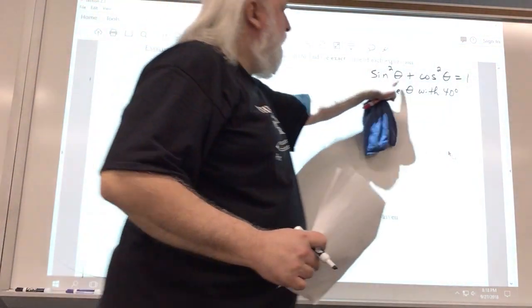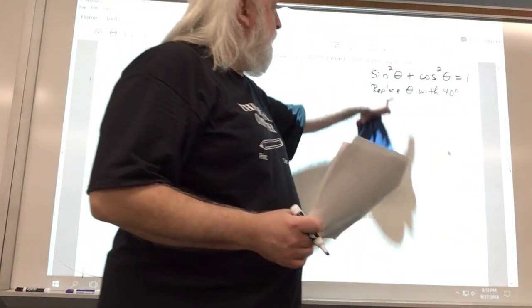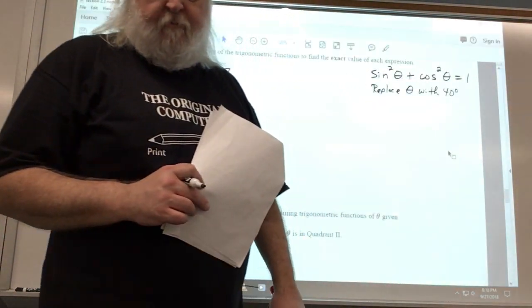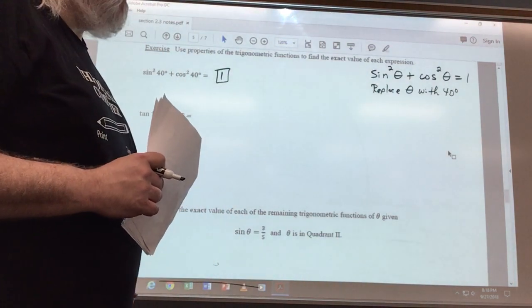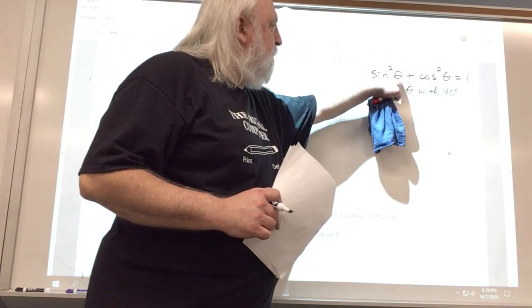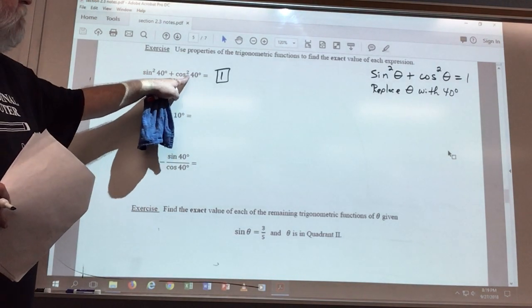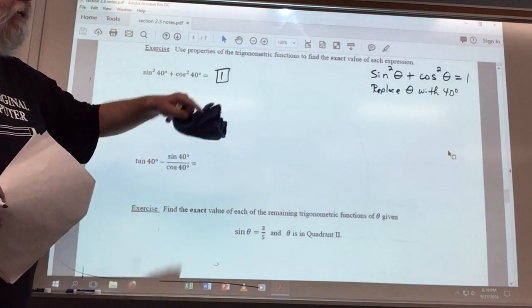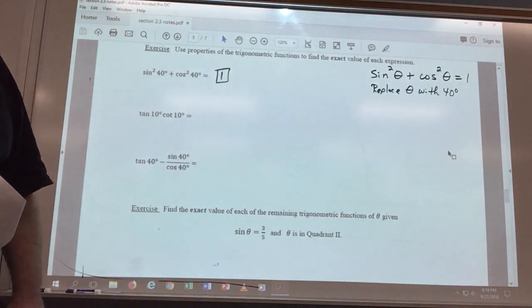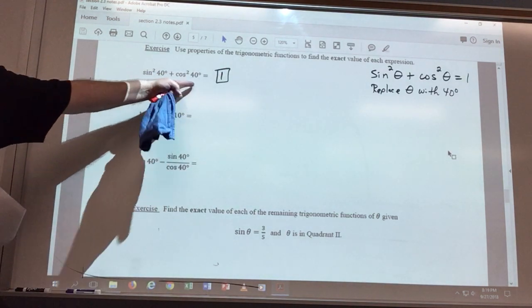All right, this identity holds for any number you put in for theta, for any angle you put in for theta. And so if we put in 40 degrees for theta, we have sine squared 40 degrees plus cosine squared 40 degrees is equal to the right-hand side, which is 1. So this is just equal to 1.